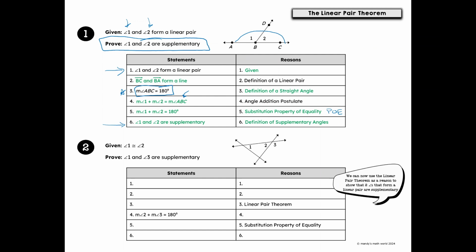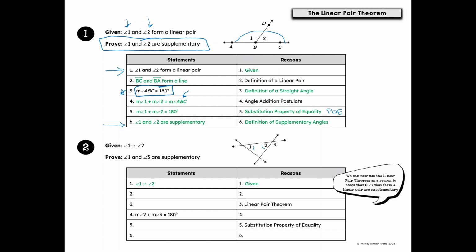Now I can use this linear pair theorem in later proofs. When I see 2 angles form a linear pair, by the linear pair theorem, I know they're supplementary. Let's show that in example number 2. We're given that angle 1 and angle 2 are congruent. Let's write that down. Angle 1 and angle 2 are congruent. We are given that. We now need to prove that angle 1 and angle 3 are supplementary.